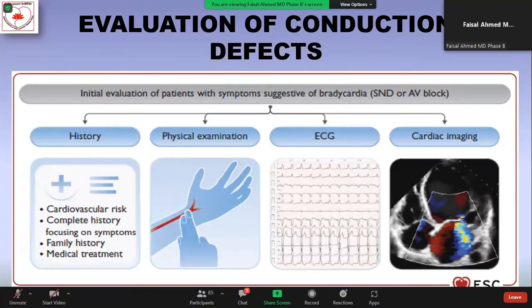So I have some slides regarding the evaluation of patients with conduction defect. Any patient that comes with conduction defect should be evaluated with history, physical examination, ECG, and cardiac imaging. History should include family history, drug history, and any symptoms that might indicate the presence of a pre-existing cardiac disease. And in physical examination, if you are having lower peripheral pulses, we should also do simultaneous precordial auscultation to exclude premature ventricular contraction.